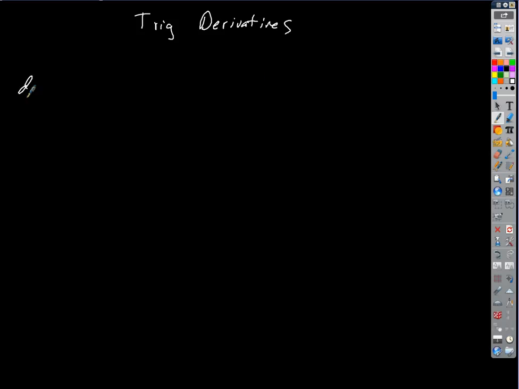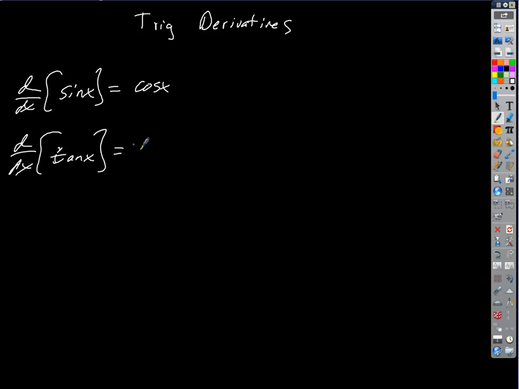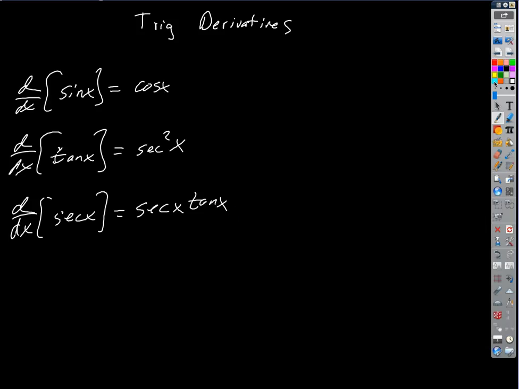So we've got the derivative with respect to x of sine x equals cosine x. We just learned that the derivative with respect to x of tangent x equals secant squared x, right? I'm going to tell you this, the derivative with respect to x of secant x equals secant x tangent x. Let's see if you can fill in the rest of these just by finding a pattern.